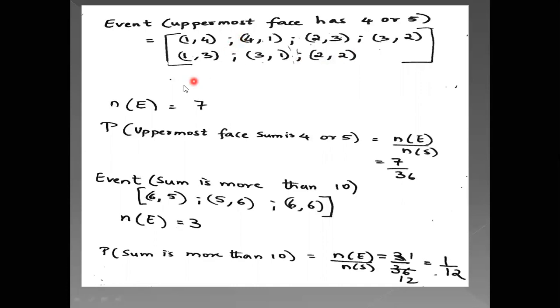So how do you figure out that these numbers are possible? For that, what you have to do is start with the smaller number. Suppose you are planning to find the sum 4. So you start with the smaller number for one die, so 1. Then what will be the second number on the second die? It will be 3.